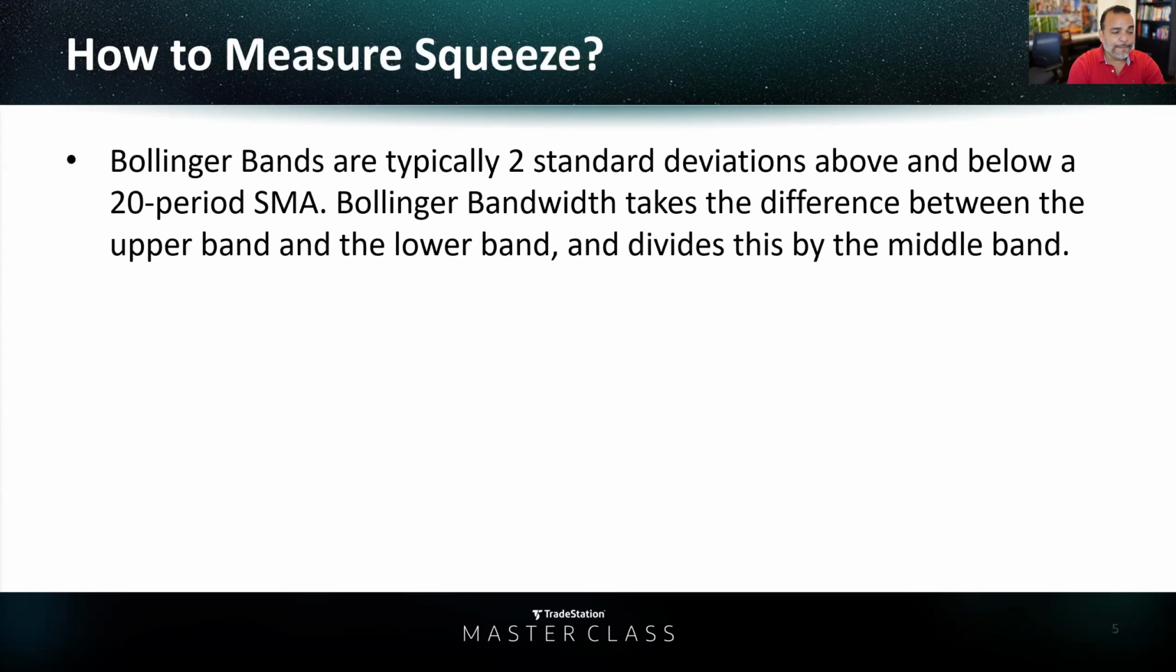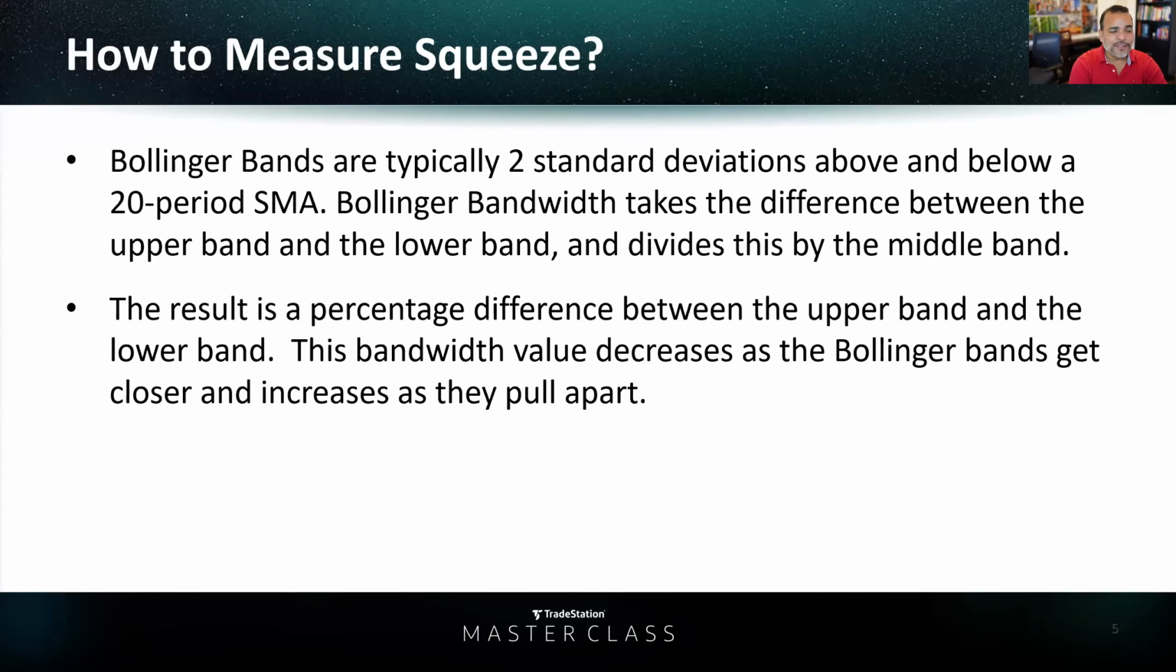Measuring squeeze. The Bollinger Band usually calculates a 2 standard deviation from a 20-bar moving average. The bandwidth takes the difference between the upper and the lower band and divides this by the middle band. We're going to take a look at both indicators and how to use them together, because I think it makes a lot of sense to use them together. The result of the calculation on bullet 1, which is the difference between the bands divided by the midline, provides you a percentage.